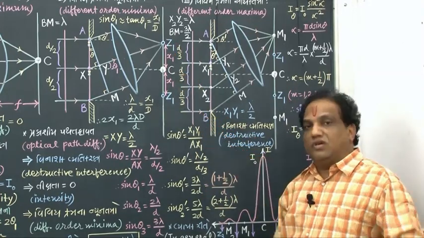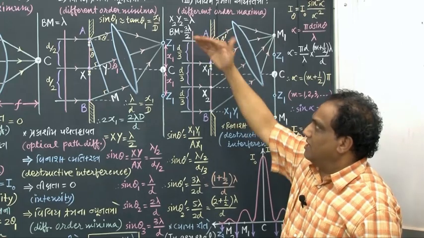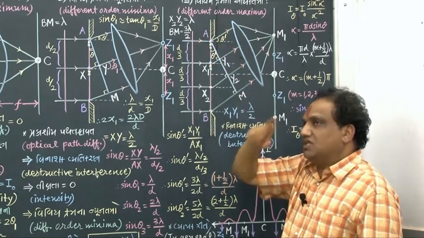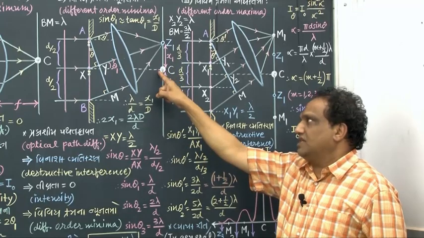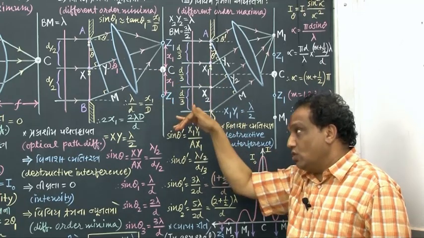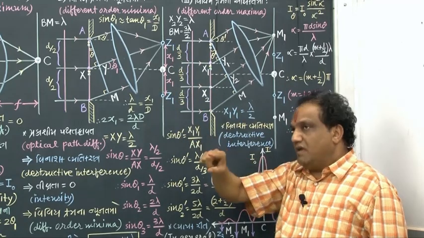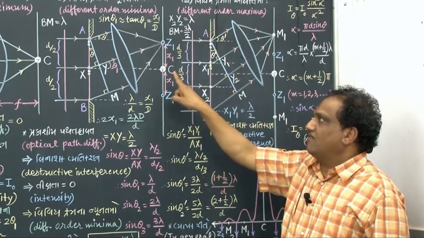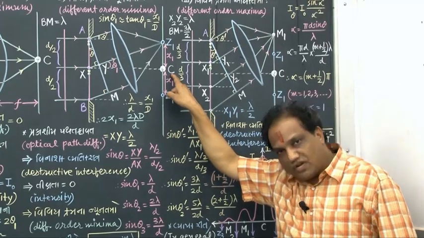Got it? The way you got the first order minimum on the upper side, in the same way, at the same distance from the central maximum, you will get the first order minimum on the lower side also. So these two first order minima are equidistant from the central maximum. Got it?